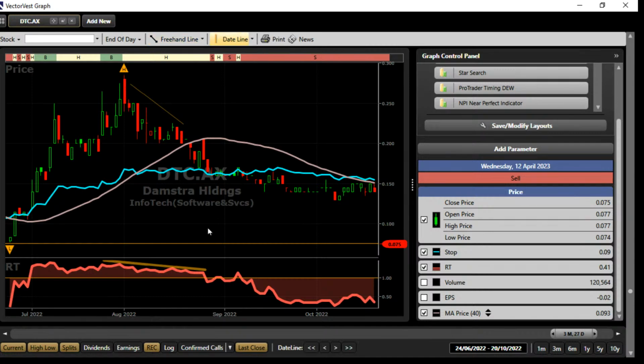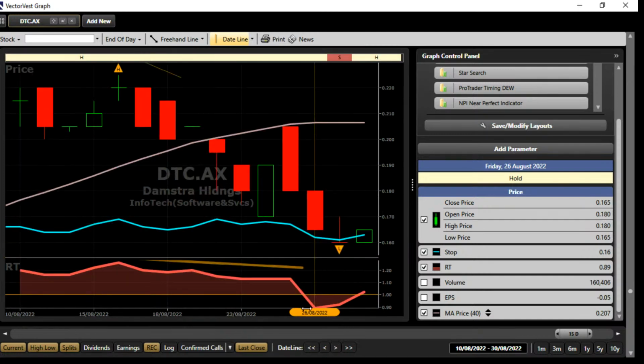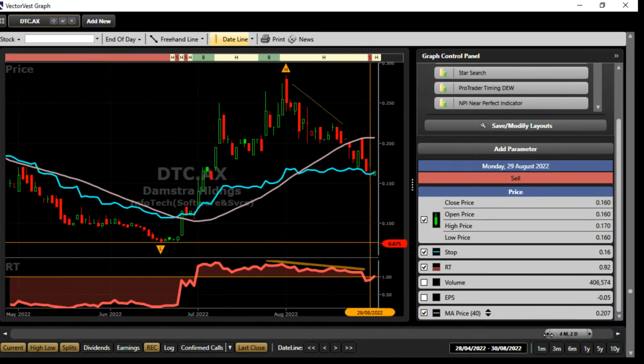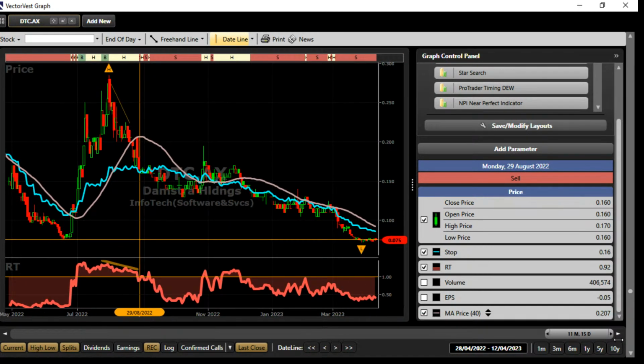All right, and then at that point, through the 40-day moving average, and here we are through RT below 1. If I zoom in here, relative timing breaks through 1, price through the 40-day moving average, and just about to break through the stop line that we calculate. There we are. It's then breached. All right, so just to show you the bigger picture, there's your 4 tips, all 4 tips being met. And there's your price thereafter, 16 cents. And now we're down to a low of 7.5. Ouch. It doesn't have to be that way.